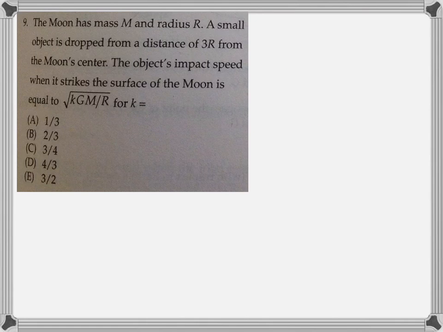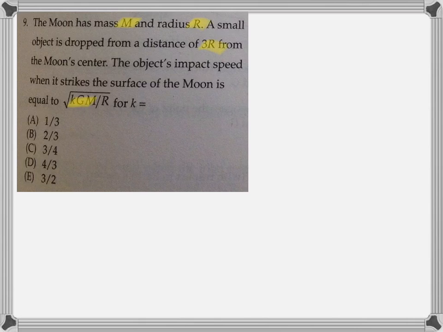This one's a little bit of a longer one. It says the moon has a mass of M and a radius of R. A small object is dropped from a distance of 3R from the moon's center. The object's impact speed when it strikes the surface of the moon is equal to the square root of k times big G big M over R, and they want us to find the value of k.